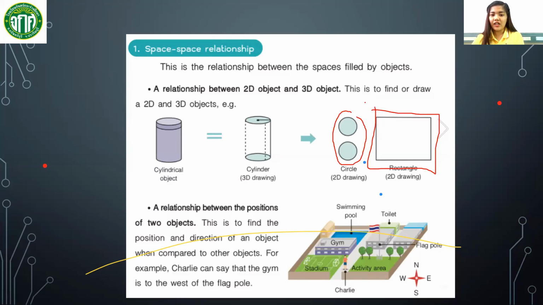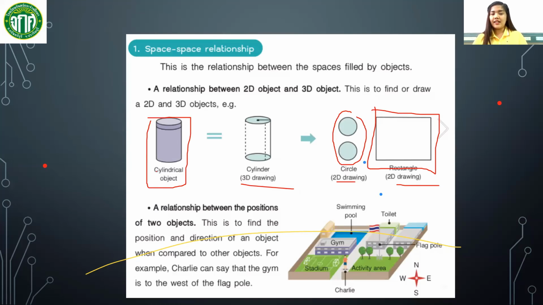Okay, so we're running out of time. This cylinder is what we call a 3D drawing. So the first one here, the two circles and the rectangle, they are 2D drawings, right? But in here, since we form a cylinder, it is already a 3D drawing. And now the result is a cylindrical object.